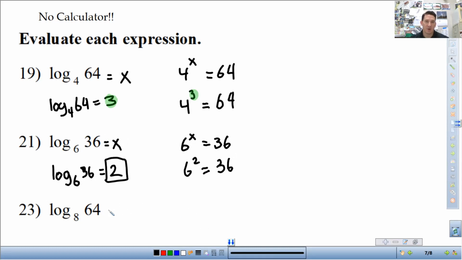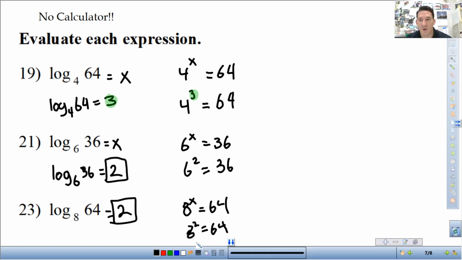So this one here is a similar thing. You're just thinking of it as 8 to what power is equal to 64. So 8 squared is 64. So that means log base 8 of 64 is equal to 2. And that is all you need to do on those. Those take a little practice, kind of wrap your head around how to think about those. That's how we do those.